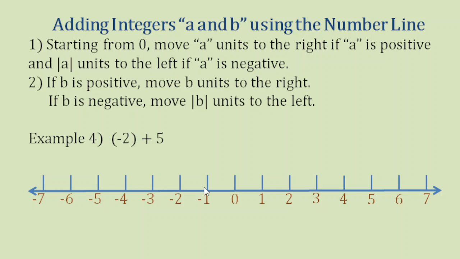Example number 4. Negative 2 plus 5. So we start from 0. So this is negative 2. So move absolute value of negative 2 units to the left. Then plus 5. Move 5 units to the right. So we stop here at 3, so the answer is 3.